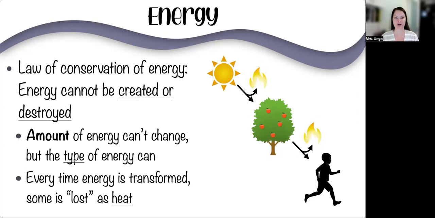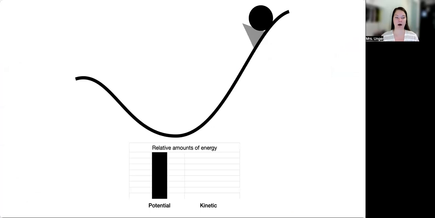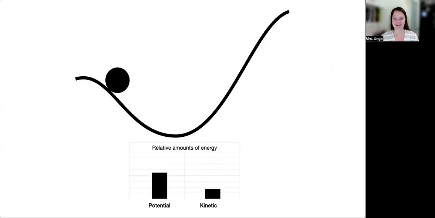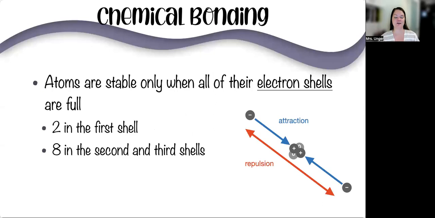Okay. So an important idea to understand is that matter is always going to be most stable when it has its relative lowest amount of potential energy. That doesn't mean it's absolute lowest, but as you can picture, if we were to take a ball and put it at the top of the hill, it's going to be the most stable when it settles down to the bottom of that hill. So we're going to see that when it's moving, the kinetic energy increases, and then as it rises up, more potential energy, and those numbers kind of fluctuate until eventually that ball settles down at the bottom, giving it the lowest amount of potential energy. All matter is going to follow that same trend.